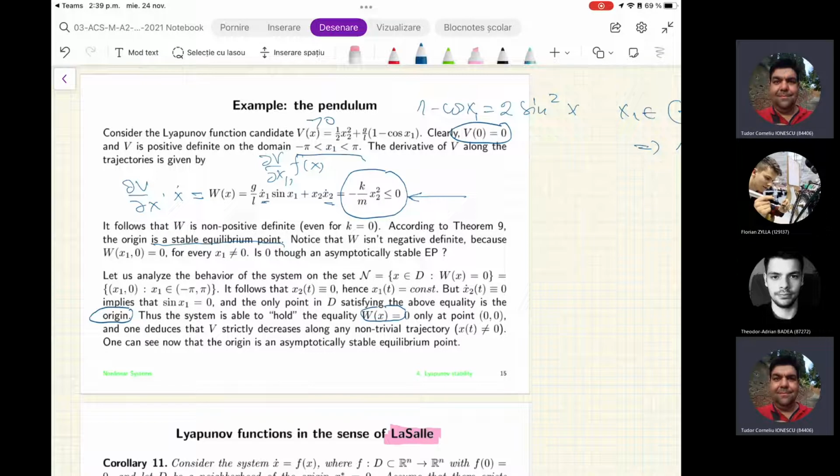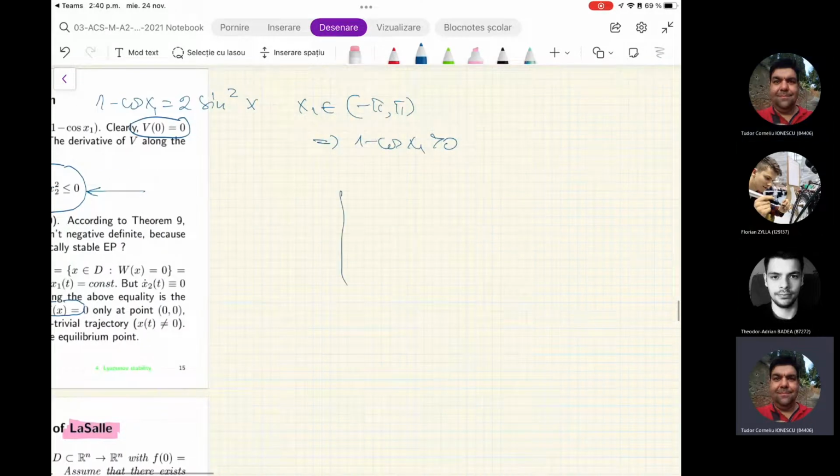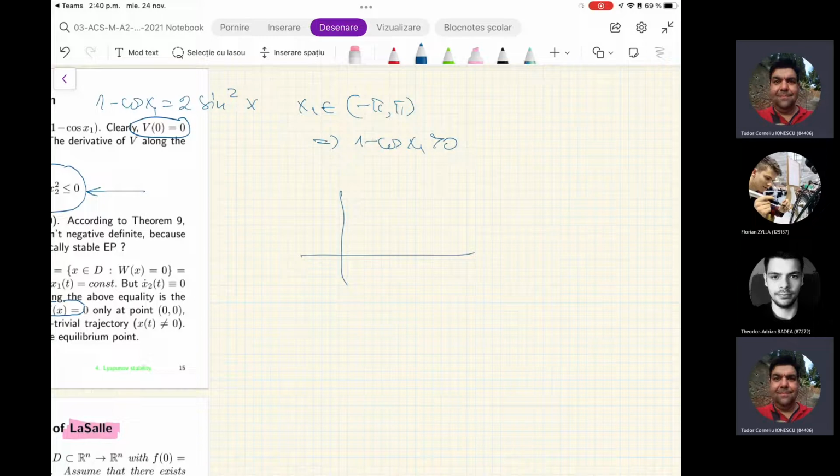That means that V is strictly decreasing along any non-trivial trajectory x different from 0. Hence the origin is asymptotically stable. What does this mean? It means that the energy isn't like this.